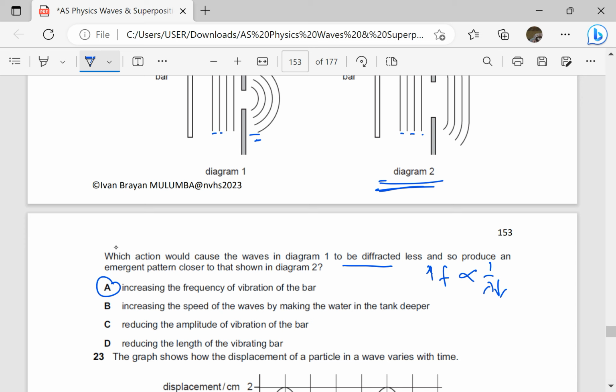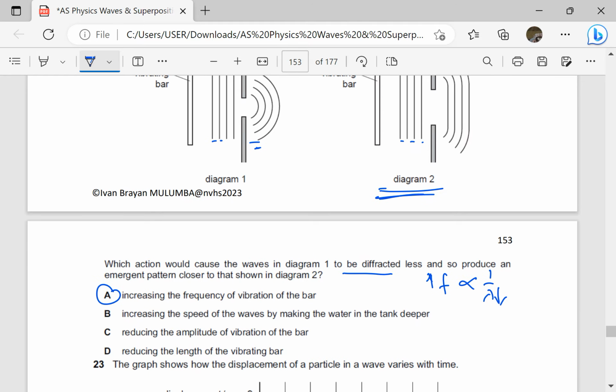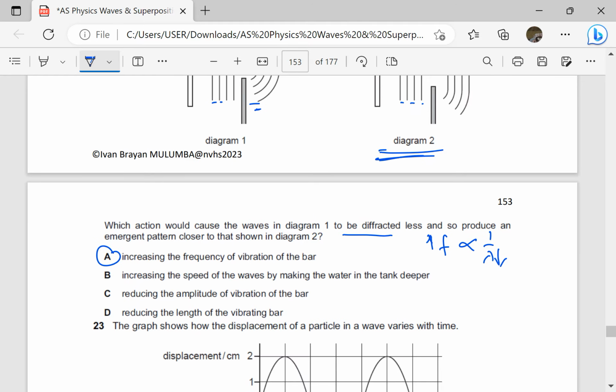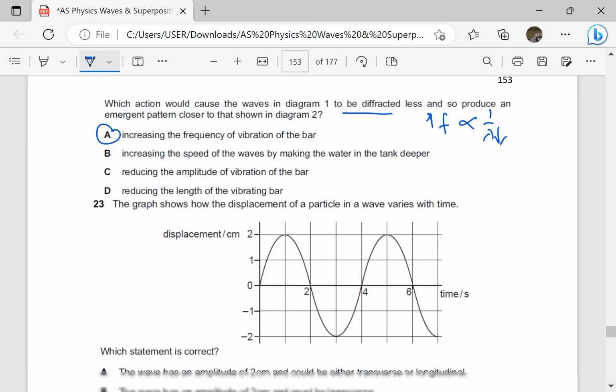Therefore, the most appropriate answer here would be increasing the frequency. Increasing the speed of the waves by making the water in the tank deeper, this does not really affect the frequency, neither does it affect the wavelength. Therefore, it does not affect the diffraction pattern. Reducing the amplitude of vibration of the wave, that one just affects the amplitude, just affects the intensity. Reducing the length of the vibrating bar, that one does not affect the pattern of diffraction shown there.